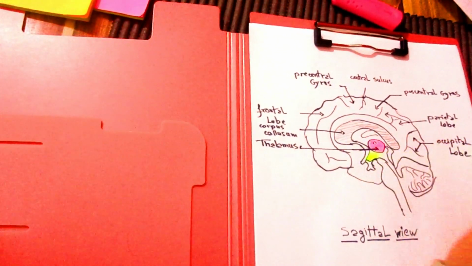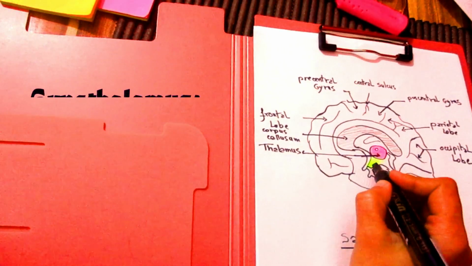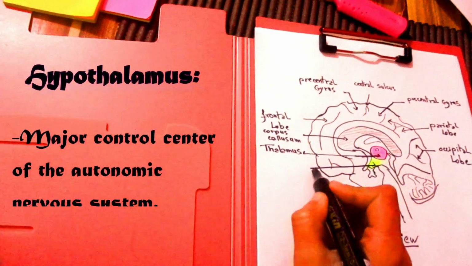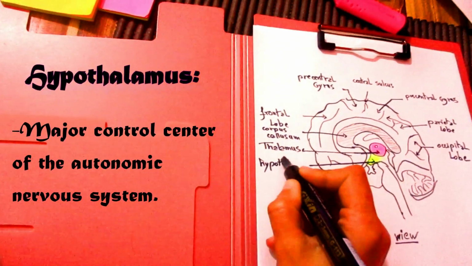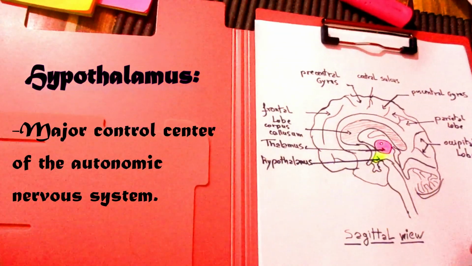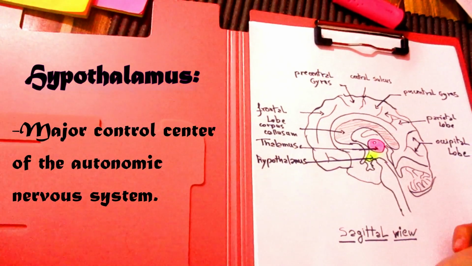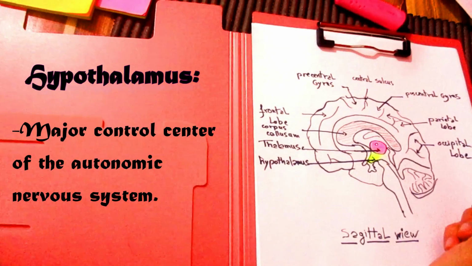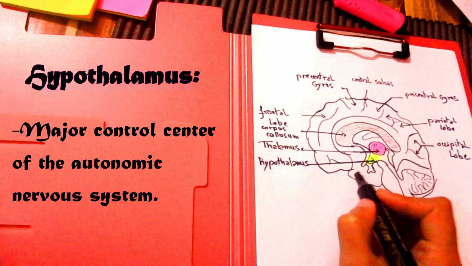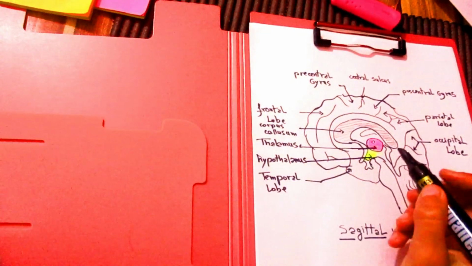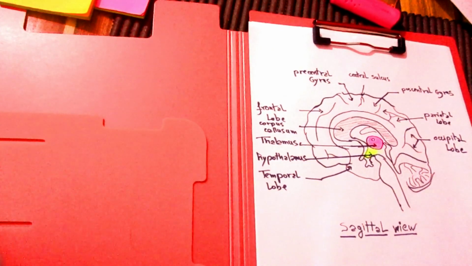And just here below we have the hypothalamus, and it is a major control center of the autonomic nervous system that can control temperature and water homeostasis, also controlling the release of hormones by the pituitary gland. And here we have the temporal lobe.